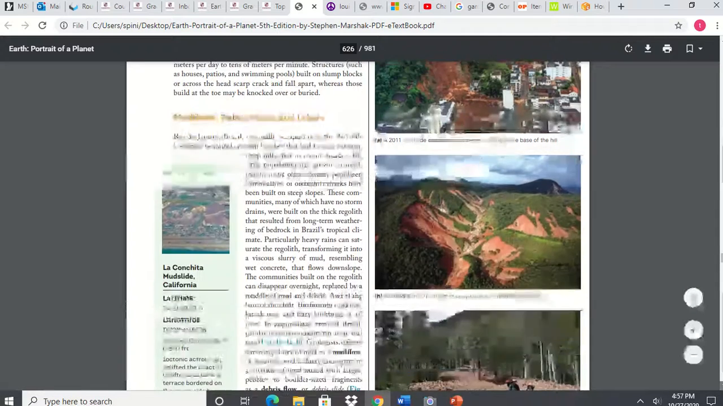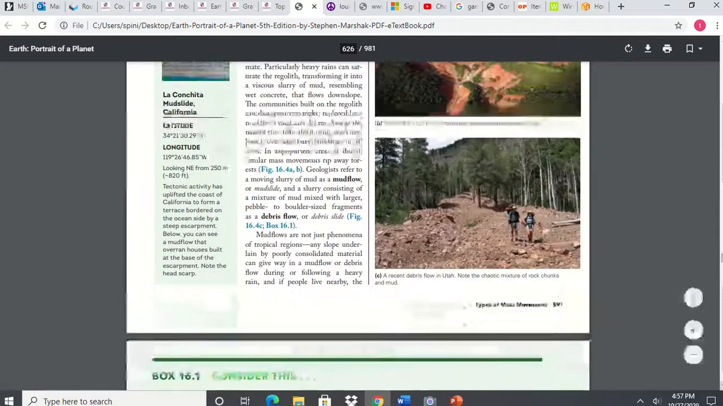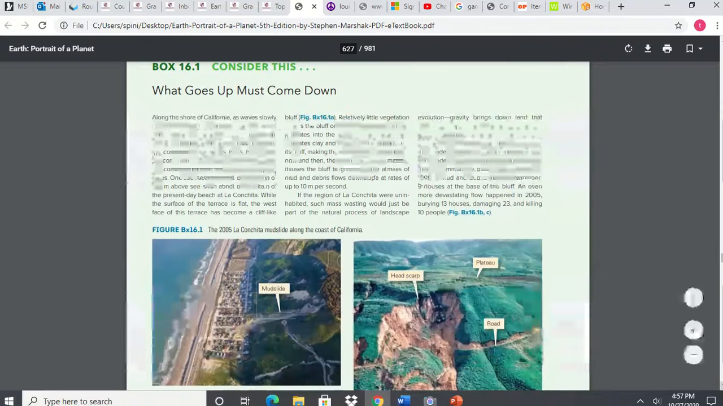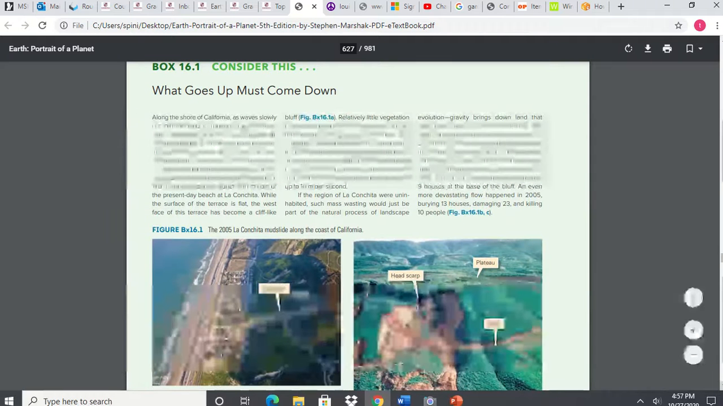The lahars, of course, we've talked a little bit about. They're caused by volcanoes, so you can imagine a volcano that is maybe dormant, has snow on it, and suddenly begins to erupt.